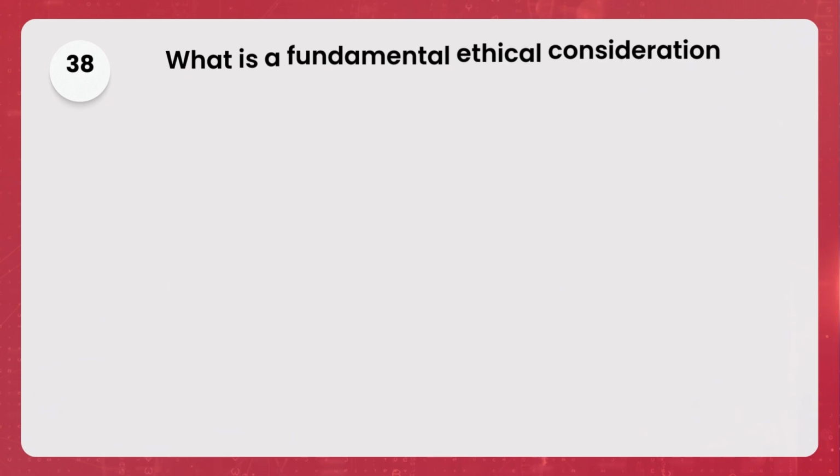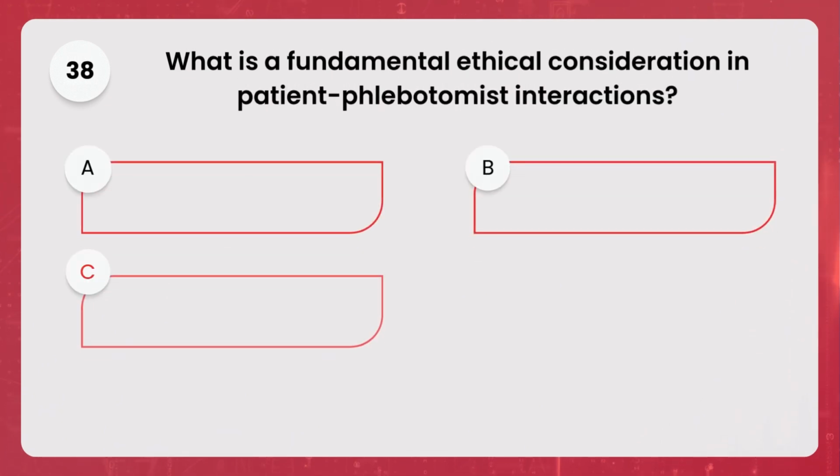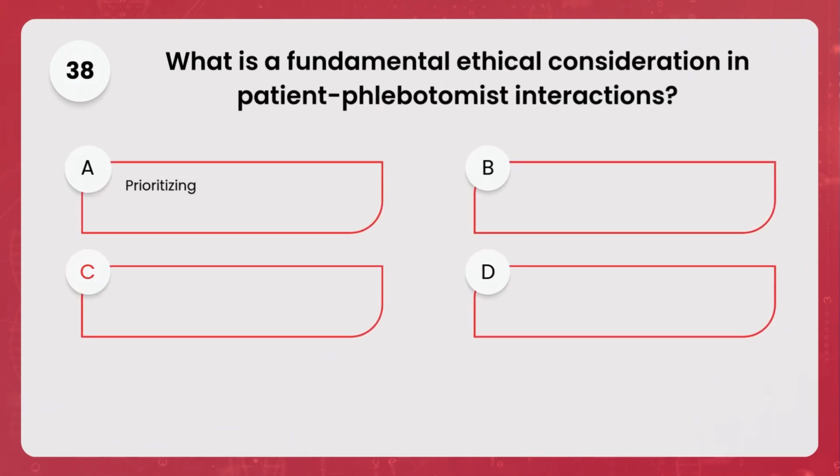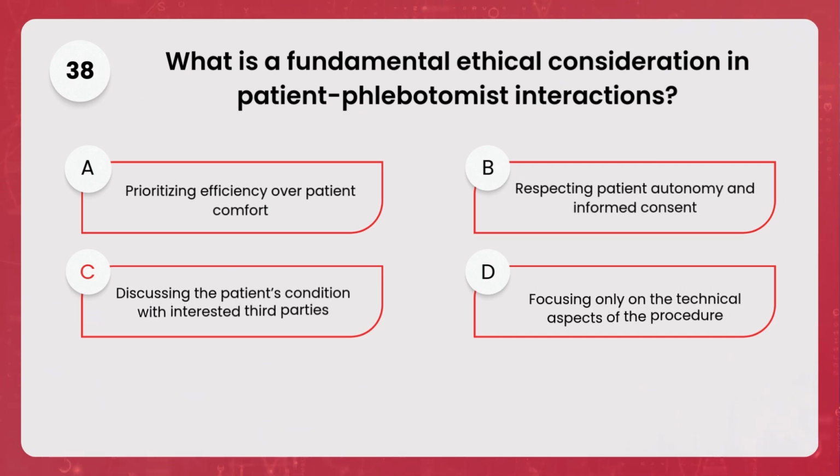Number 38. What is a fundamental ethical consideration in patient-phlebotomist interactions? A. Prioritizing efficiency over patient comfort. B. Respecting patient autonomy and informed consent. D. Discussing the patient's condition with interested third parties.